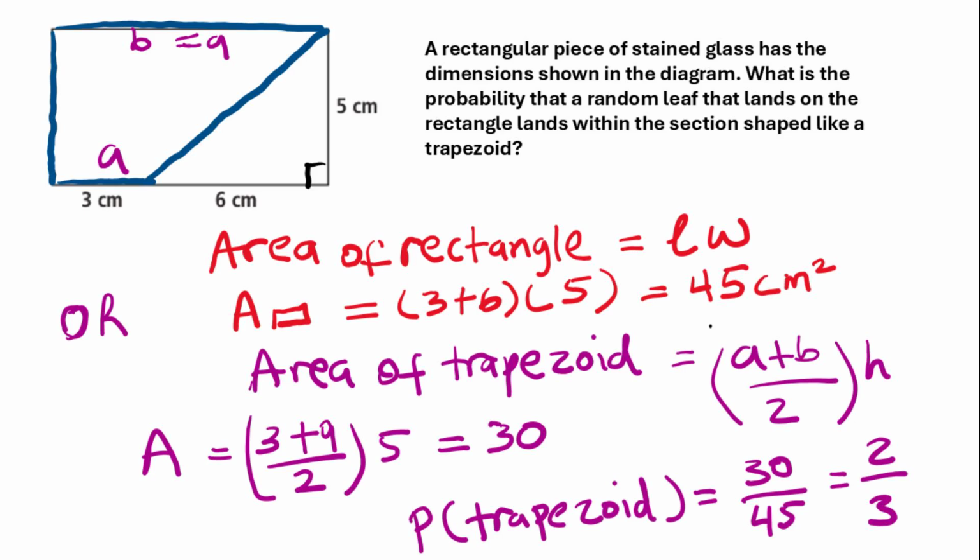Alternatively, we can calculate the trapezoid's area using a different method. By averaging the bases and multiplying by the height, we again find the area to be 30 square centimeters. This confirms our previous probability calculation of 2/3 for a leaf landing in the trapezoid section.